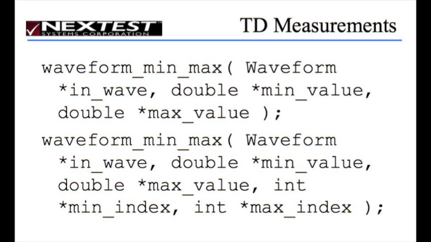Okay, so we start with waveform min-max. A couple of functions here. Waveform min-max, waveform in-wave, double. That's a double precision floating point number. Double min value and double max value. So waveform min max, and you give an in wave, you give a double for the min value, double for the max value, and 2 integers. An integer for the min index and an integer for the max index. That way you can find out where those min and max values were. That could be helpful in some cases.